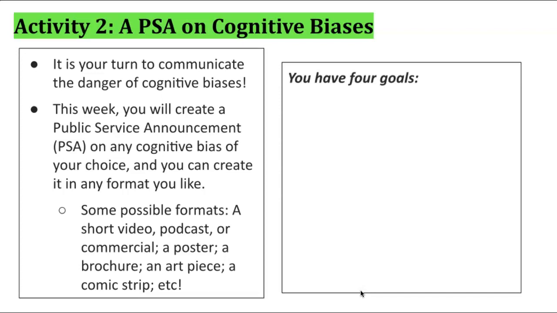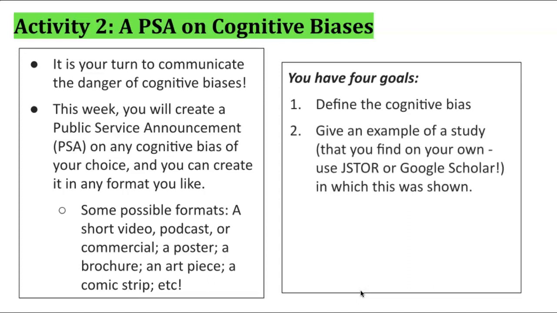You have 4 goals that you have to meet with this activity or project. That's why I'm only giving you one thing this week, because it's a little bit more. The first thing, I need you to tell me which cognitive bias you're doing and define it. Then I want you to give an example of a study.